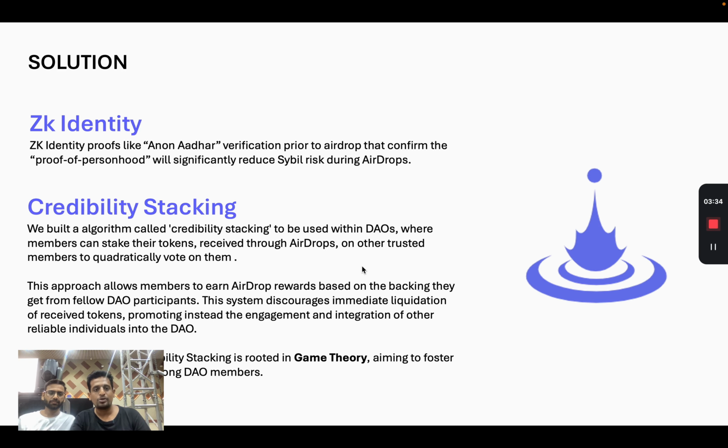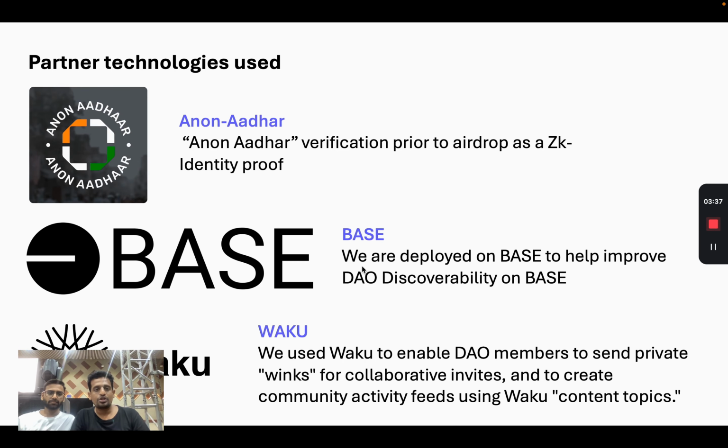I'm going to show you a demo of this as well. To build this project, we used Anon Aadhaar as a ZK gate of identity. We used Base. We are applying for the track of how do we make DAOs more discoverable and recruit new users to the DAOs on Base, using Waku to radiate all these events.